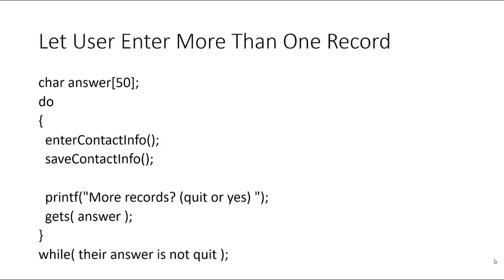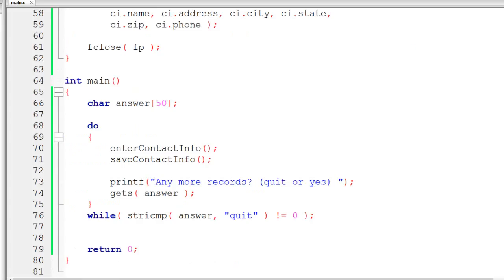And the last thing we have to replace is this while their answer is not quit. We're going to use stricmp to compare answer with quit. If these are the same, it's going to be 0. If it's 0, we want to bail out. But if it's not 0, we want to keep doing more. Okay, and that's all there is to it.